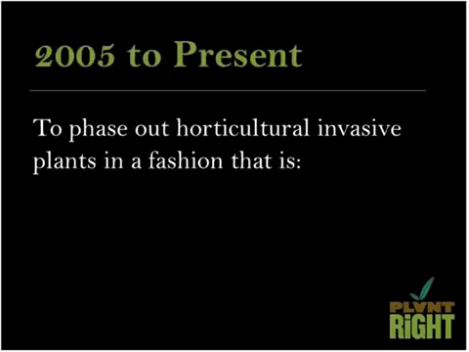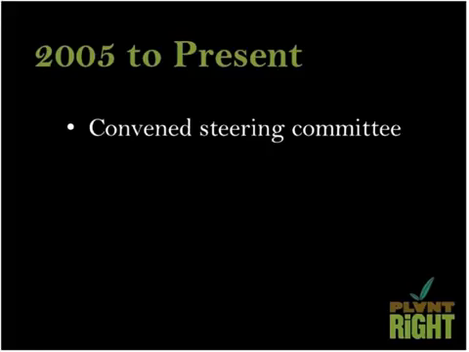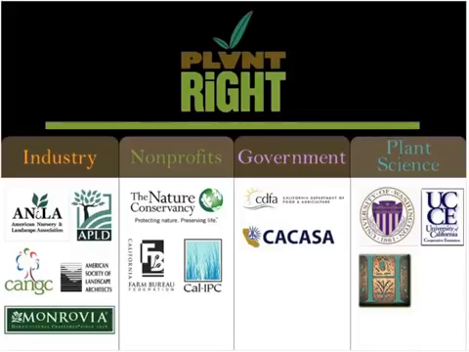The project was started in 2005, and since then we've drawn together a steering committee of a diverse alliance of leaders from the nursery trade, from plant growers and retailers to landscapers, from nonprofits and environmental groups, from government agencies, and from the plant science and academic community. And this steering committee has been very influential on our progress, and they've helped make sure that we've created a practical program with realistic and actionable solutions, as you can see here.